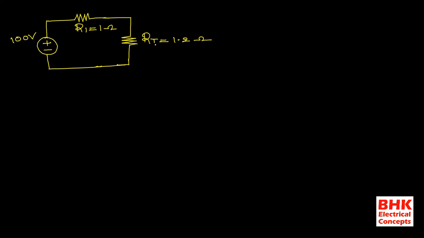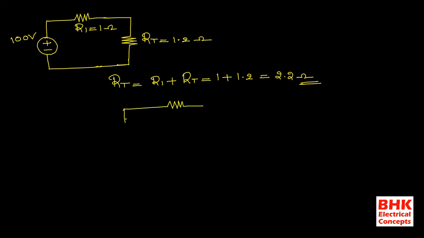After replacing RT instead of the parallel combination, now R1 and RT both are connected in series. So the total resistance is equal to R1 plus RT. When the resistances are connected in series, we can directly add the two resistances. So here R1 is 1 plus RT is 1.2 ohms. That is equal to 1 plus 1.2, so 2.2 ohms. Now 2.2 ohms is the total resistance in the circuit.